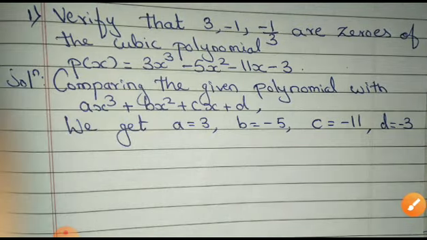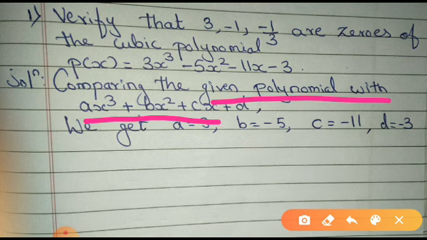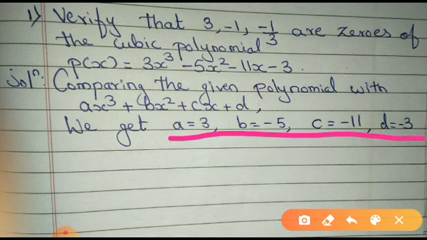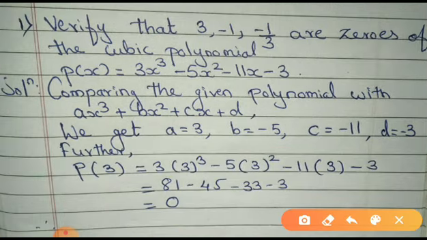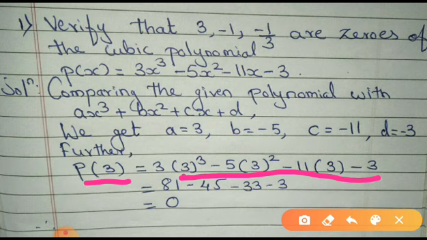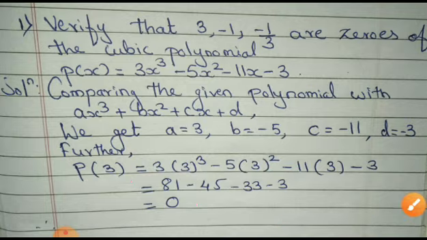Here, first what I have done is compare the given polynomial with the standard cubic polynomial, or we can say the general cubic polynomial. I have the values of a, b, c and d. This I have written so that we can verify the relationship between the zeros. To check whether 3 is a zero of p of x, we have considered p of 3. Substitute wherever there is x, put 3. So you'll get the answer here as 0.